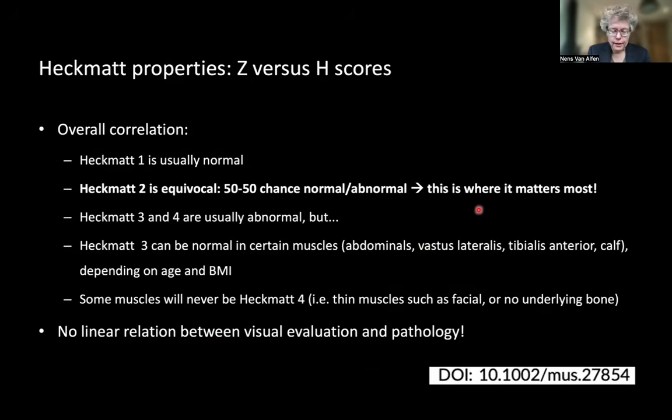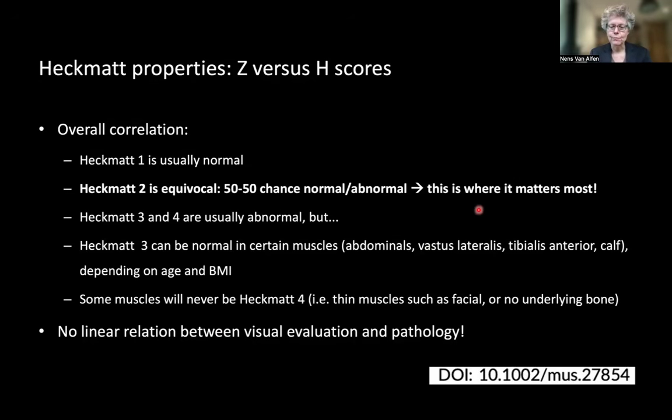Now, the unfortunate thing is that this scale, it sounds like it's a 1 to 4 grading in severity, but it's not. There is nothing linear about HECMAT grading like this. And so in reality, HECMAT grade 1 is usually a normal-looking muscle. HECMAT grade 2, if you score that, it's tossing a coin. It can be normal or abnormal. And that might depend on whether the person is old or has a high BMI. And HECMAT grade 3 and 4, as I've shown you, are usually abnormal, but in older people, it might still be within the normal range. So there is no linear correlation, which also means that you shouldn't calculate using this scale.